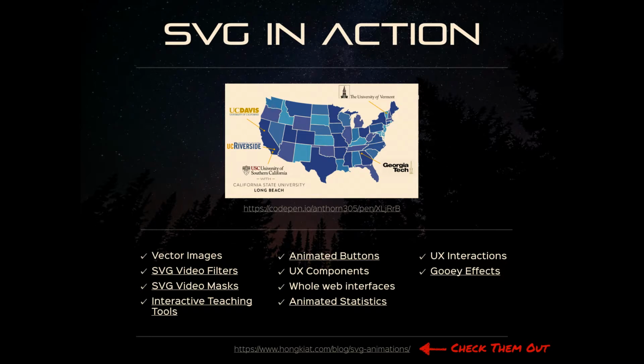Vector images, of course, very cool. SVG video filters: there's a filter element that you can use on an SVG that applies SVG filters, and we'll look at that in a second. There are masks, so you can mask stuff, which is another cool thing, and we'll also look at that. Interactive teaching tools, animated buttons, statistics, sort of like you could do some cool reports.